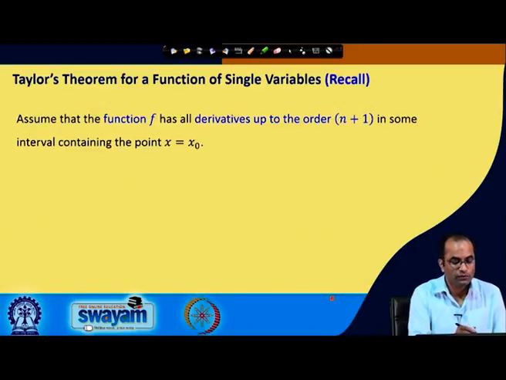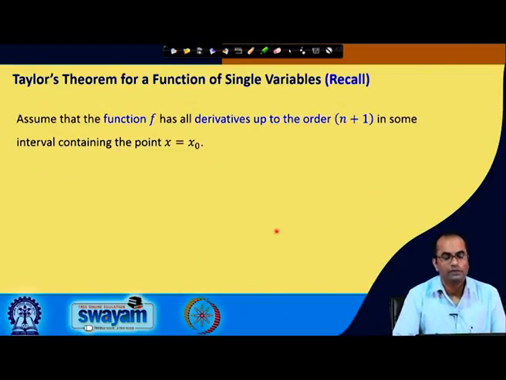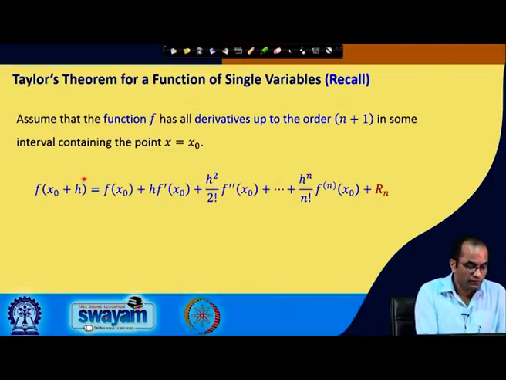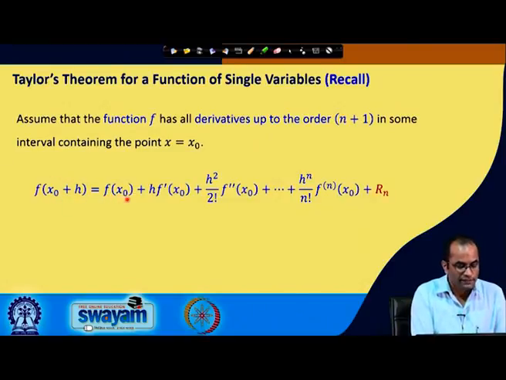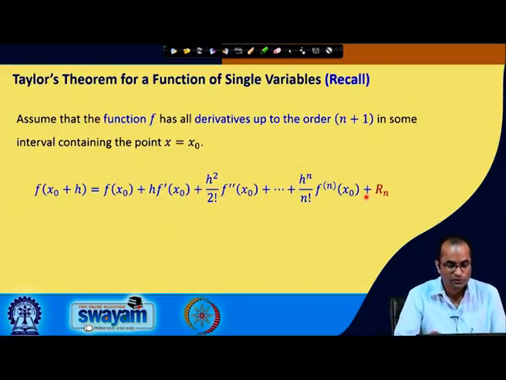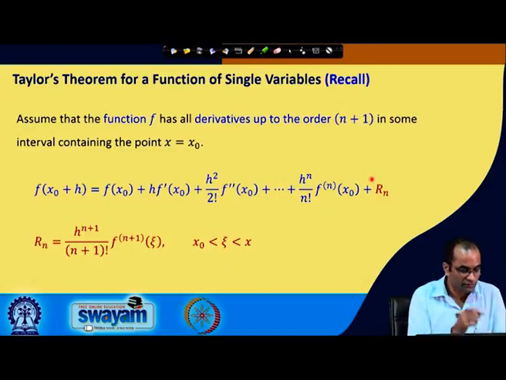So, assume that f has all derivatives up to order n plus 1 in some interval containing the point x equal to x 0. And in that case we can write down f of x 0 plus h. So, this is a point in the neighborhood of x 0, and we can express this as f of x 0 plus h times the first order derivative at x 0, plus h square by factorial 2 times the second order derivative, and so on, in terms of these higher order derivatives, plus the remainder term, because we have the equality here. So, this is called the Taylor's polynomial, and then this is the remainder, the error term in this Taylor's polynomial, which is denoted by R n.